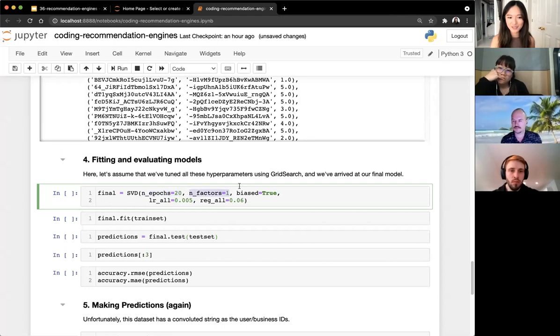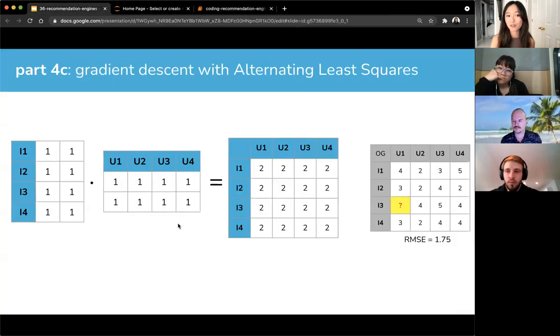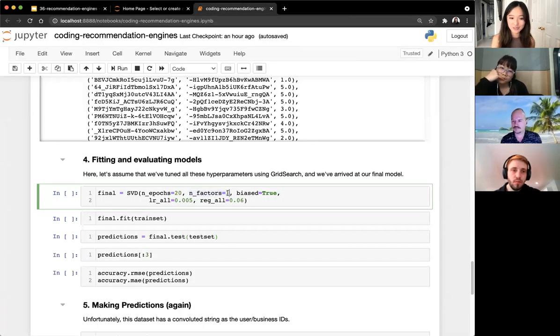N factors is another interesting one. That's the number of latent factors. So here, each item is represented by two numbers and each user is represented by two numbers, that's arbitrary. You can control that. The whole idea is if you have more numbers, you get more intricate data, but they're just latent representations. They don't really have meaning. So in this grid search, it turns out the best one was 1.